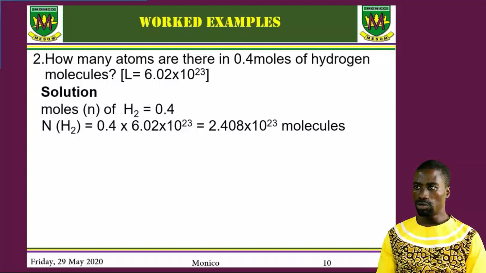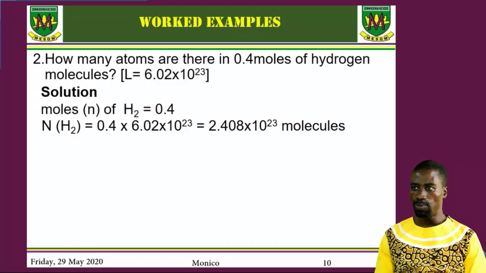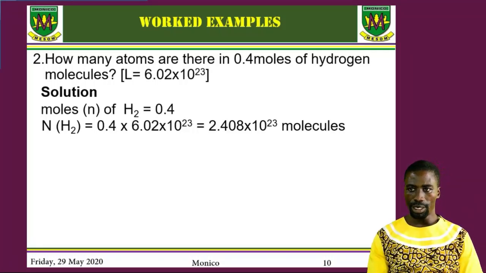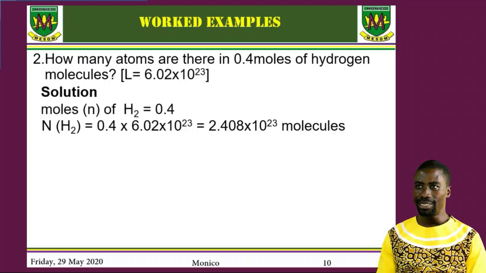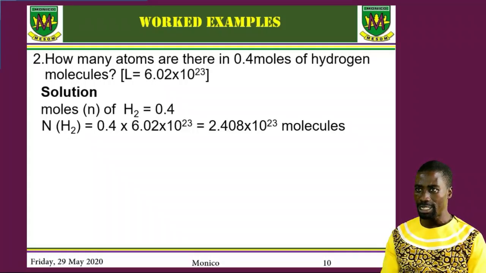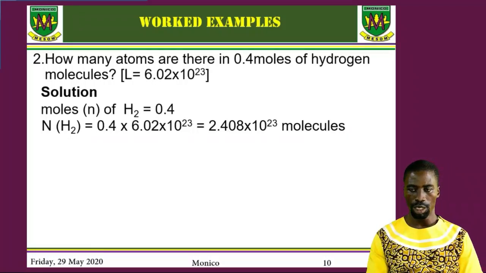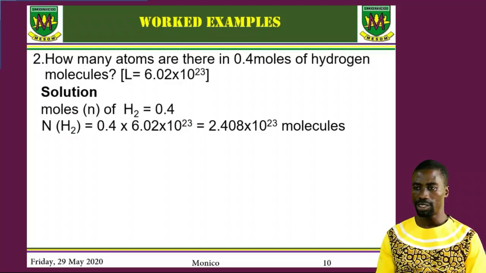And so the answer we have is 2.408 times 10 to the power 23 molecules. Now the question is, do we end here? Do not forget that the question is demanding hydrogen atoms, not hydrogen molecules. So we have to move ahead and know what is in the molecules.